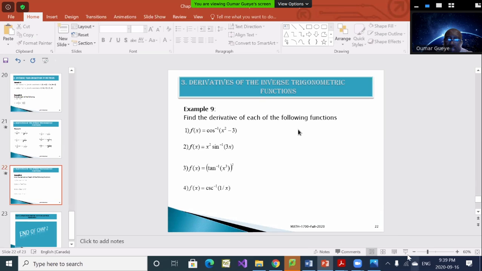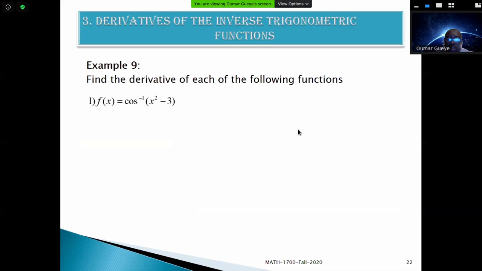If you are done. For the second example, we have a product of two functions, x squared times sine inverse of 3x. To differentiate a product of two functions, as you know, you have to use the product rule. Okay? And I guess you remember the product rule.